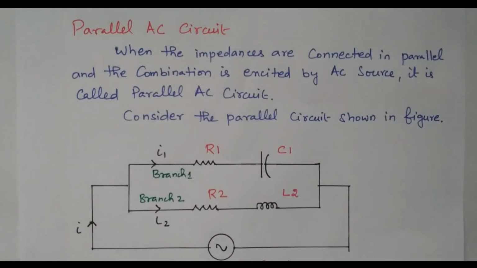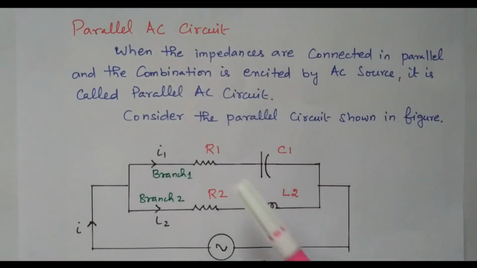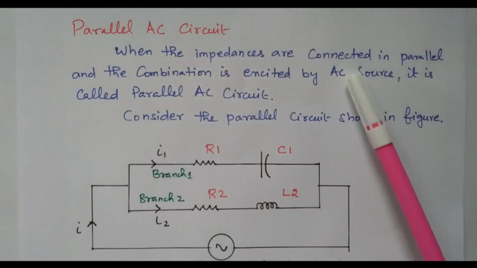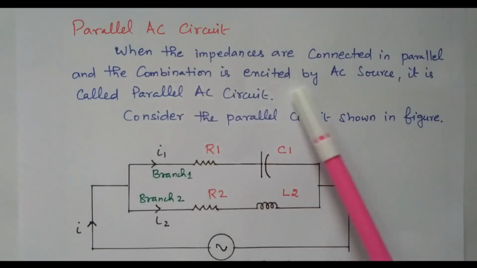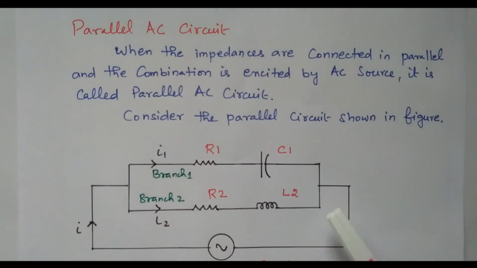Welcome viewers. In this video we'll see the parallel AC circuit. This parallel AC circuit means the impedances are connected in parallel. The combination is excited by the AC source, then it is called a parallel AC circuit.